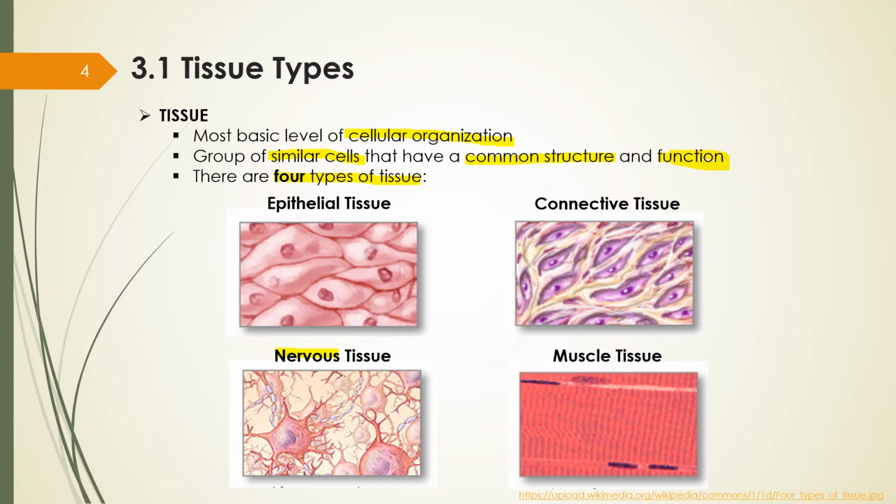Okay, so we are gonna talk about these 4 types. But for now, what are the 4 kinds of tissue that we have in our body? Epithelial, nervous, connective, and muscle. Okay, these are the 4 types of tissues that we have in our body.